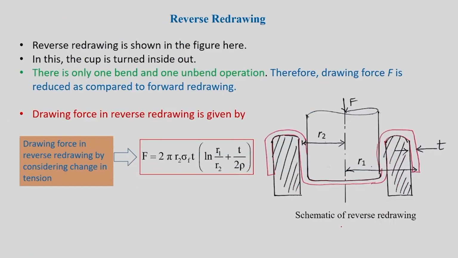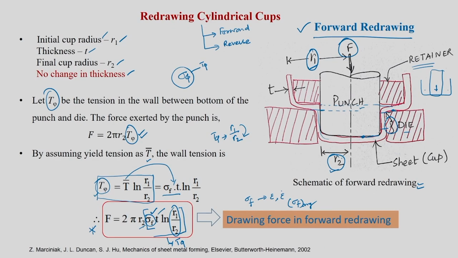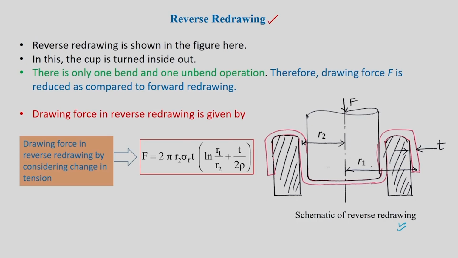Okay. So, now let us go to reverse redrawing, and let us see what change we are going to make in this. We are not going to derive anything. So, the reverse redrawing schematic is shown in this particular figure. It is the same cup which is drawn. There is a cup wall and there is a cup bottom which is coming here, right. So, this cup is formed.